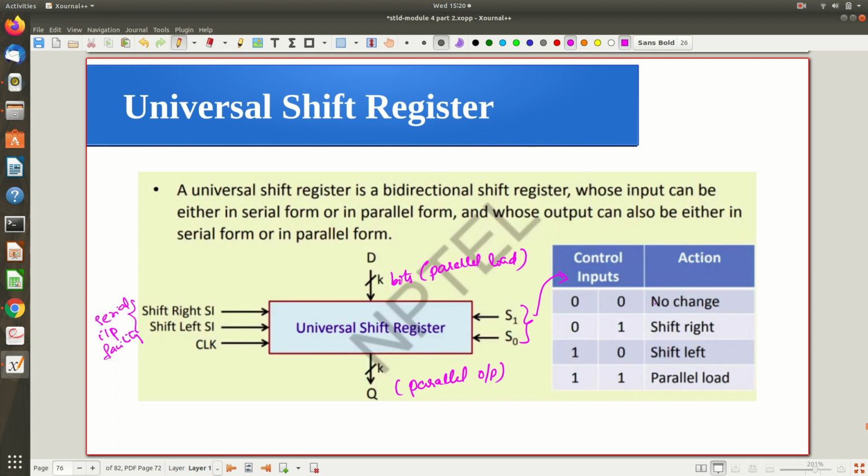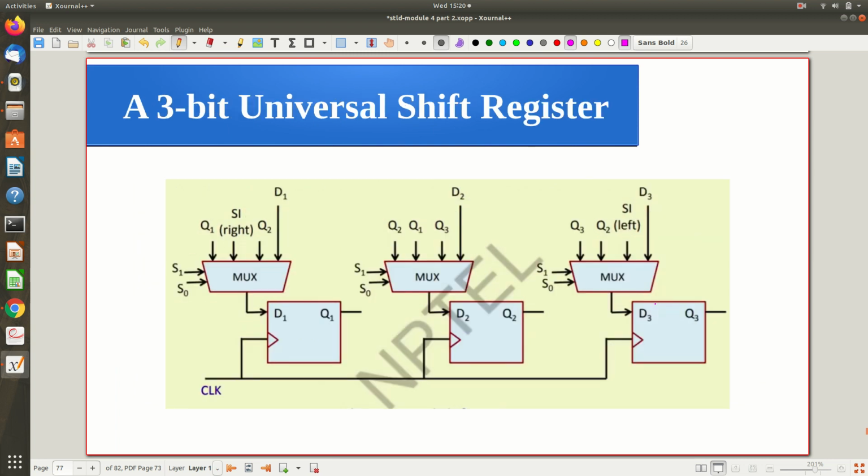Parallel output is not in conflict with anything else. At any time, from the output parallel lines, you can take the output. Similarly, right shift and left shift should be decided by the control lines. So that is why we need a different control line combination for that, and no change also, like that. So these are all the main requirements, and this figure illustrates how it can be implemented.